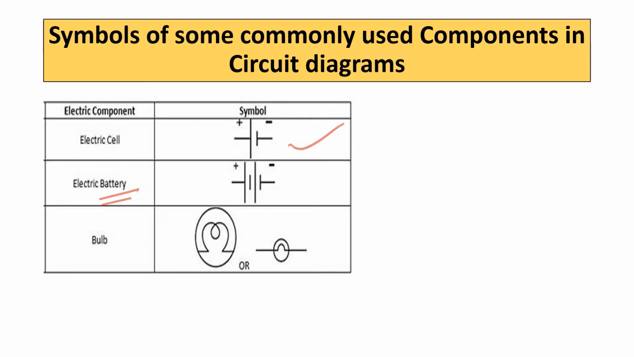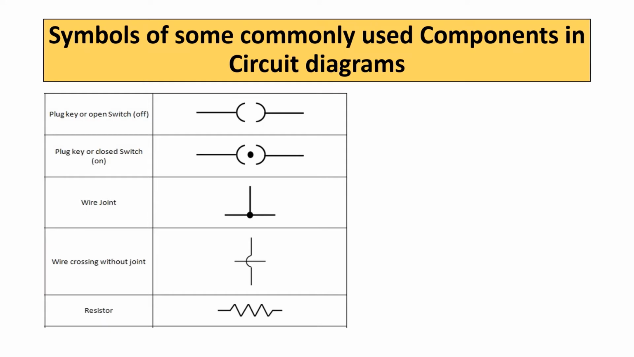For an electric bulb, you can use this symbol or this symbol. The symbols for plug key or open switch is in this way. If you put a dot inside, then that plug key becomes a closed switch. This represents a closed switch and this represents an open switch. This symbol is for a wire joint and for a wire crossing without joint.